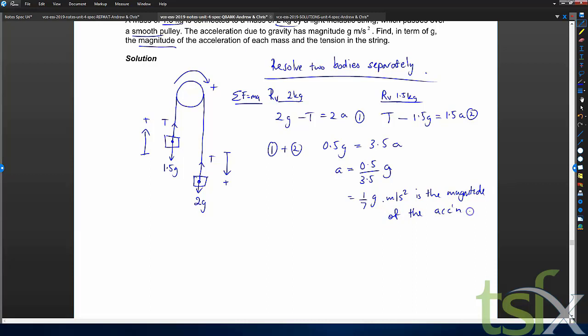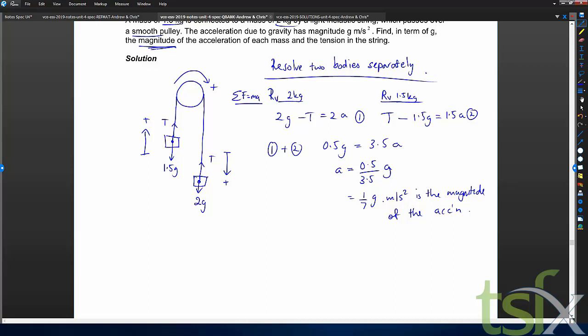Now, what if the question didn't have the word magnitude in there? Find in terms of G the acceleration of each mass. How does that change the question? It includes the direction. So we'd have to say the 2 kilogram mass is accelerating at G on 7 meters per second squared downwards, but the 1.5 kilogram mass is accelerating at G on 7 meters per second squared upwards. So just be aware of that word magnitude.